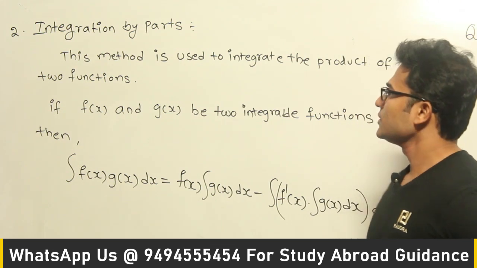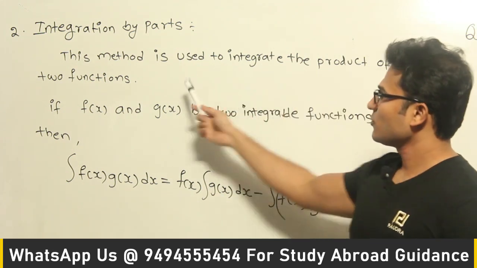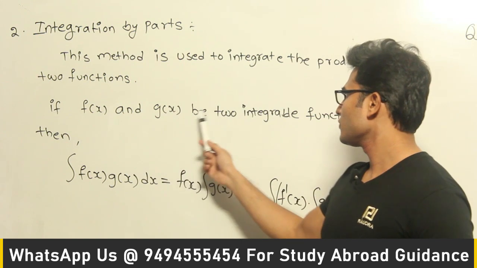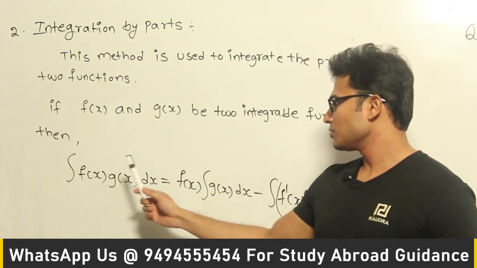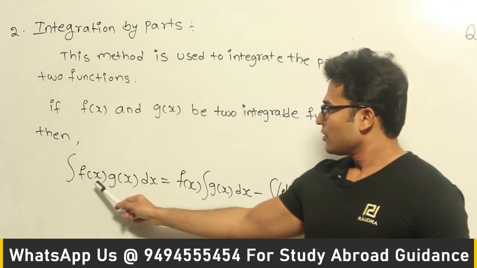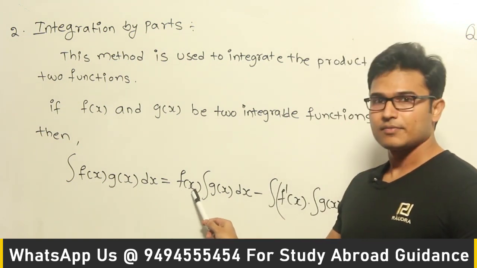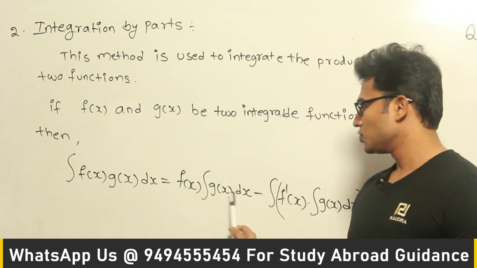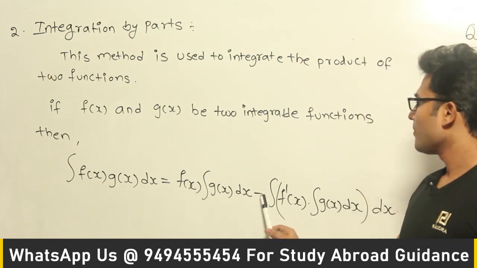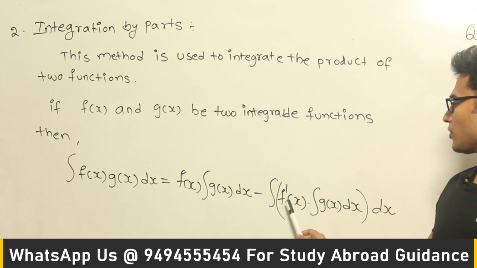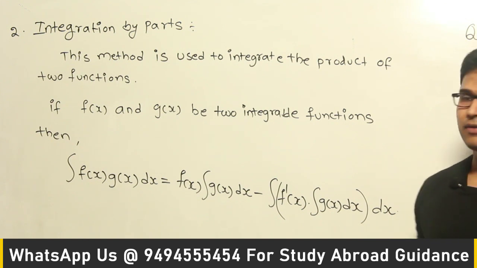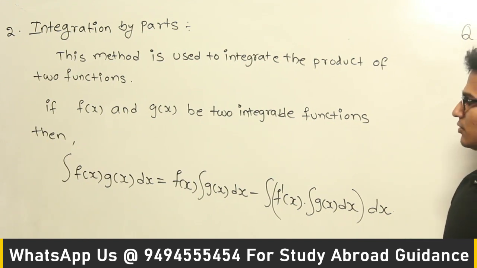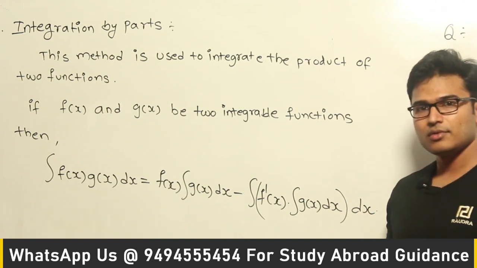Now see, this method is used to integrate the product of two functions. If f of x and g of x are two integrable functions, then integral f of x into g of x dx is going to be: f of x you leave it and integrate g of x with respect to x, minus integral of f dash of x into integral g of x dx, whole dx.